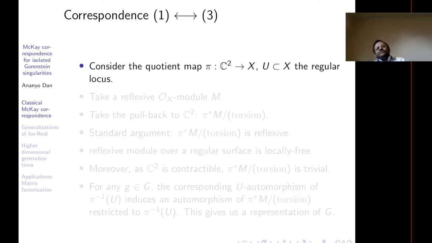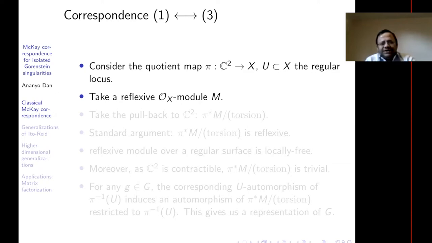So let us see the correspondence between the reflexive modules and the representations of G. This is a bit more general. To start with, you can forget about irreducibility or indecomposability. This is a very general bijection that you can get using very classical methods. We start with the quotient map from C2 to X. We look at the regular locus U inside X. One key idea that comes into play is that over this regular locus, this quotient map is just a G-covering. There is a G action over this U, and we will use this G action to come to a representation.